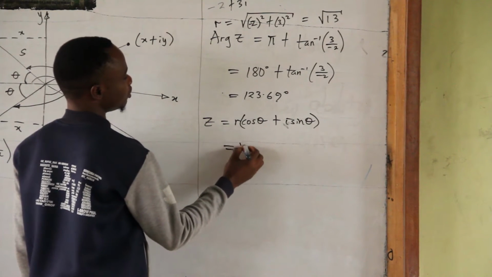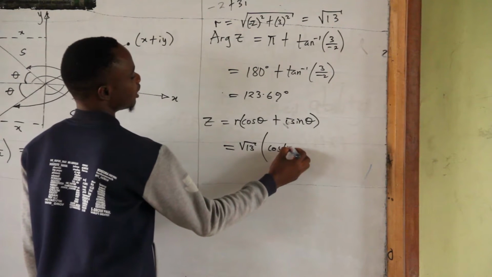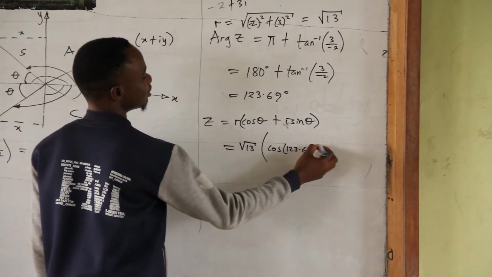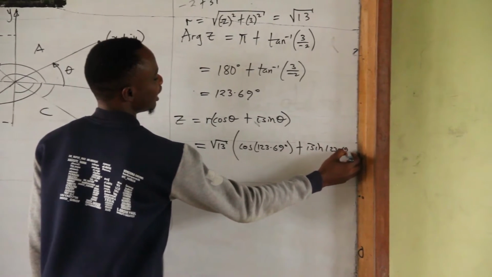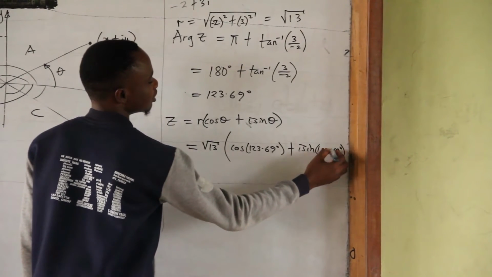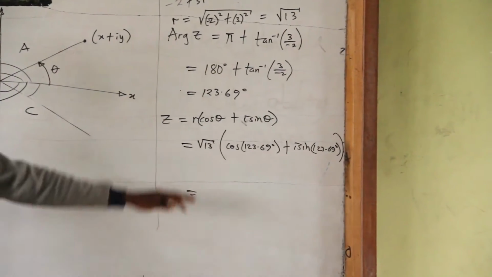Okay, so this is going to give us something like this now. This is going to be root 13 into cos 123.69 degrees plus i sin 123.69 degrees. You understand this? What does that give us? So we can check it out.